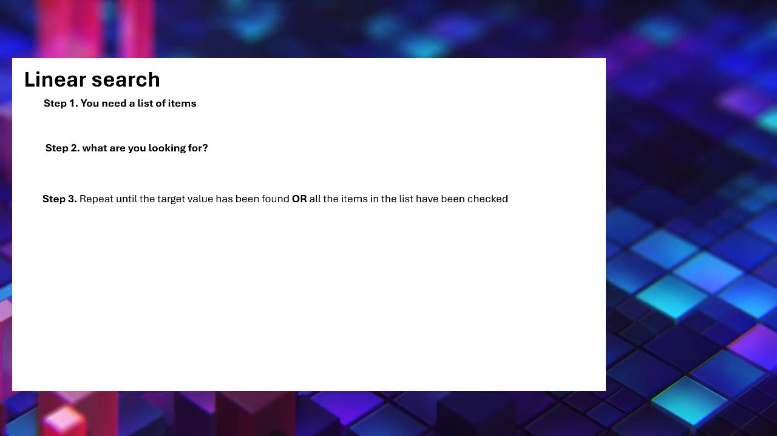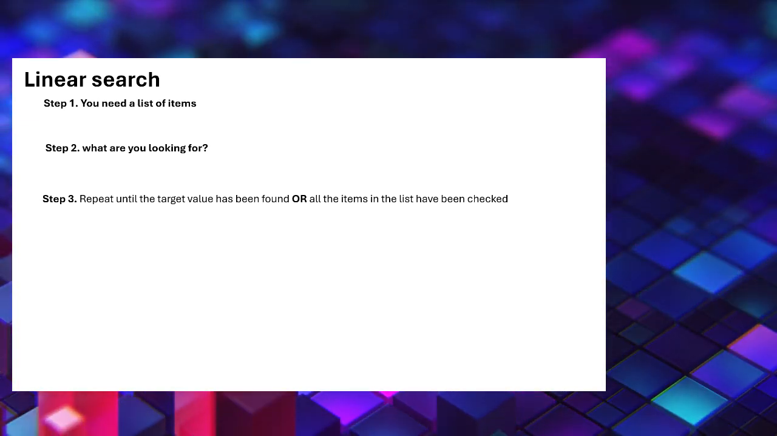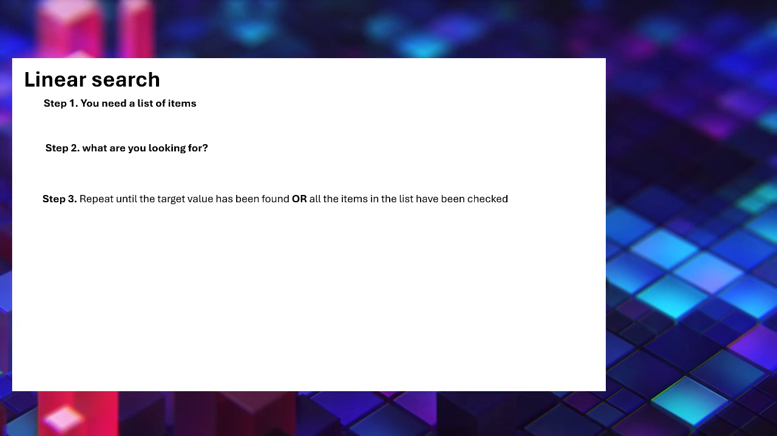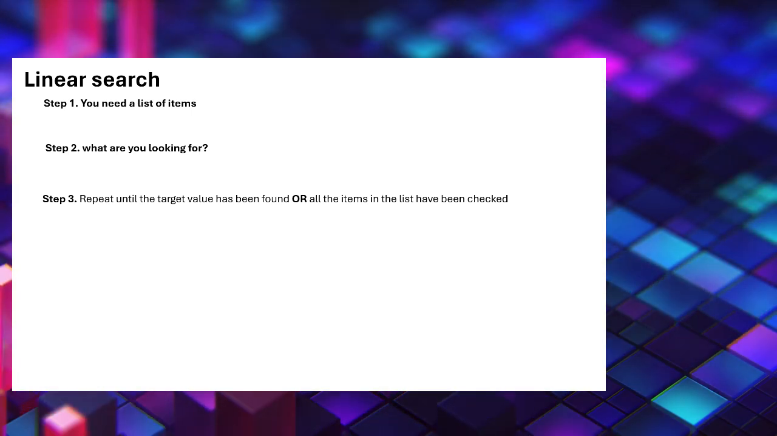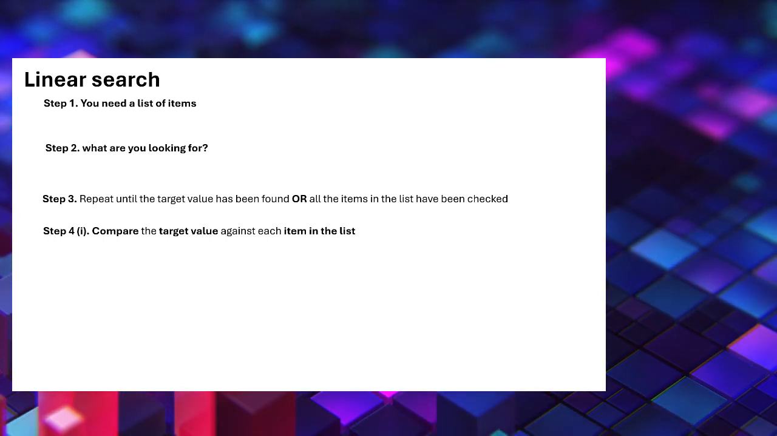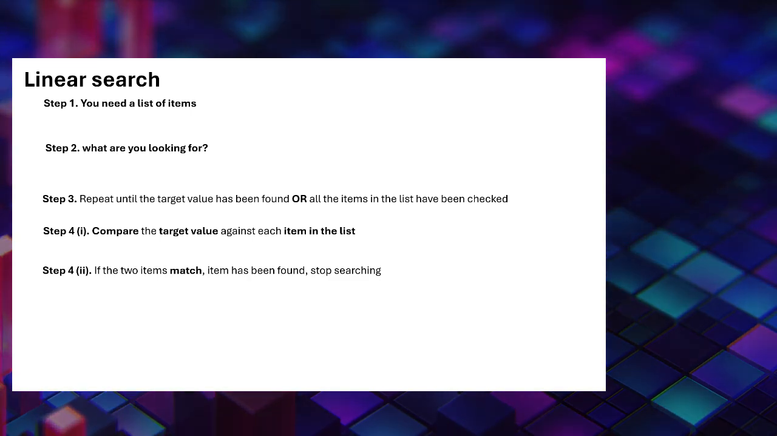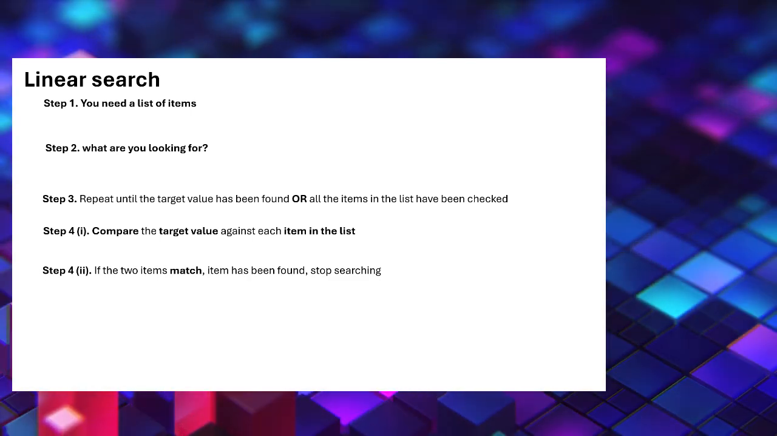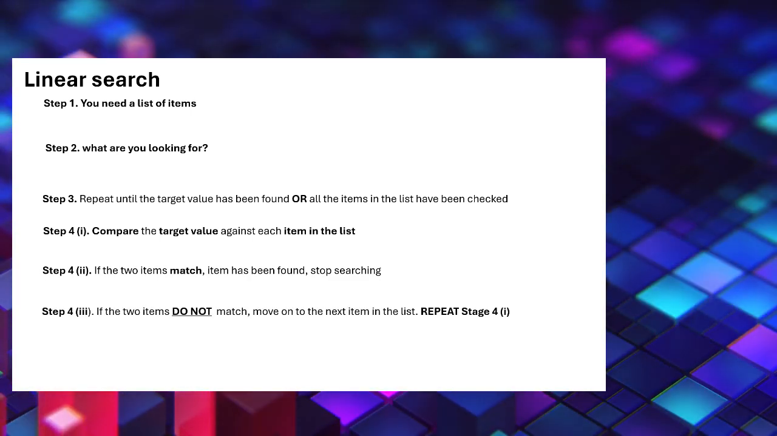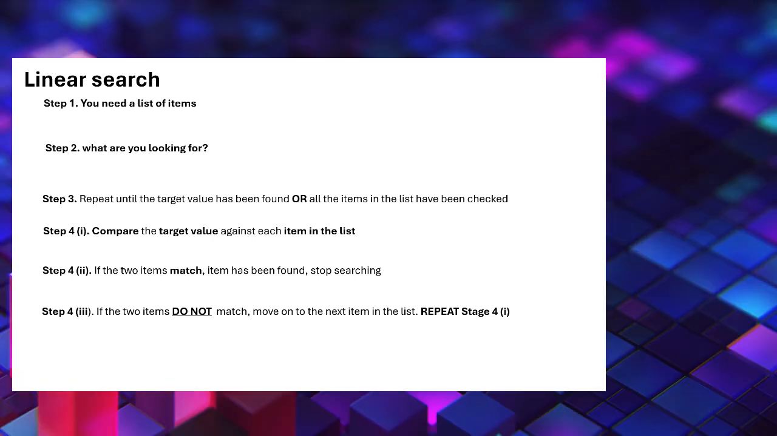So there are two outcomes. We stop at one point because we found the item, or we stop because we've checked all the items and the data is not there. So we need to compare the target value with each element in the array or the list. If it's found, we stop. If it's not, we move on to the next item and we repeat that comparison.